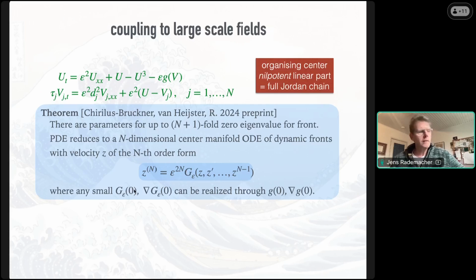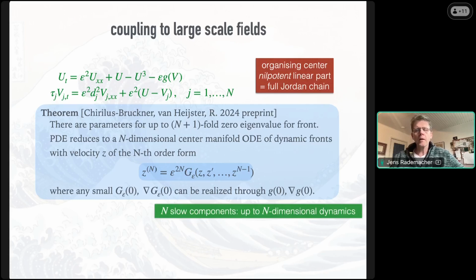But the key thing is that in this particular system, one can do all this quite explicitly. And that's why one has so much control over it. Okay, and another take-home message here is that for n slow components, you have up to n-dimensional dynamics of these fronts.